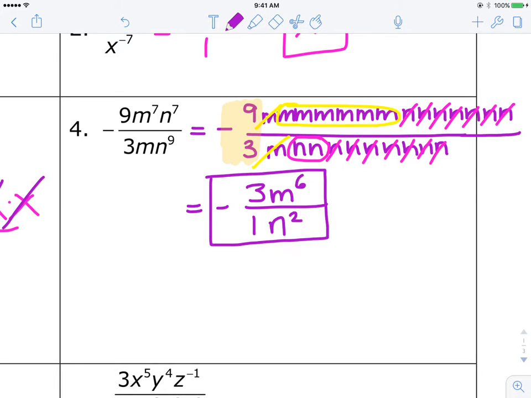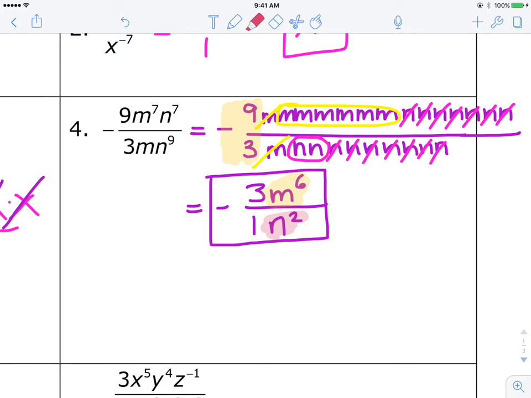Now, my question to you is, how did we know that the m's were going to be on the top? They were on both sides, top and bottom. Why did it just end up on the top? And likewise, how do we know that the n's would end up on the bottom? Because in our original problem, we had them both on the top and on the bottom.